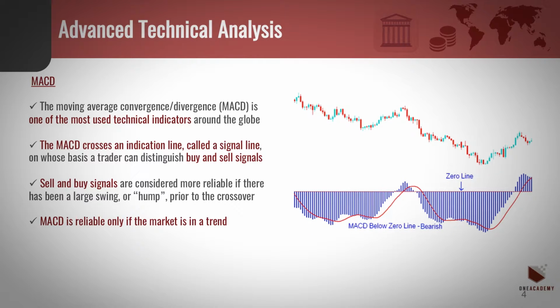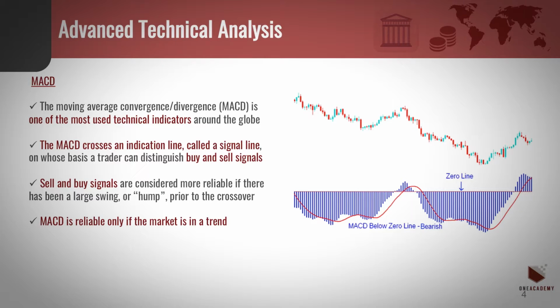MACD. The Moving Average Convergence Divergence, MACD, is one of the most used technical indicators around the globe. MACD is calculated in a complicated way. It takes an EMA on the EMA. What is more important, the MACD crosses an indication line called a signal line. Sell and buy signals are considered more reliable if there has been a large swing or hump prior to the crossover. MACD is reliable only if the market is in a trend.